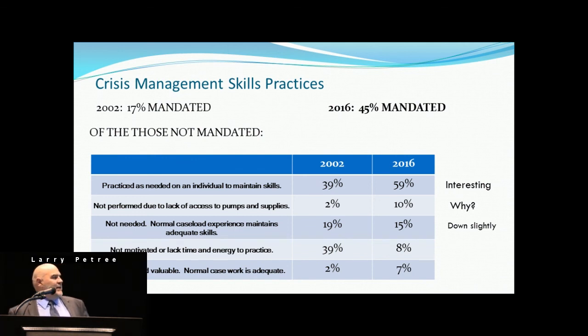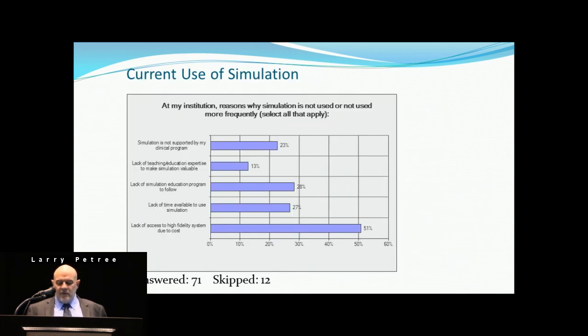In the not needed, caseload experience maintains adequate skills, that's down slightly, but it's about the same, which is interesting. Not motivated or lack time or energy to practice: very encouraging that that's only down to 8%. So I think we're taking bigger responsibility that these skills are things we need to keep sharp. And then in the not considered valuable, normal casework is adequate, it's up slightly, but I wouldn't say the change from 2 to 7% is significant. So some interesting trends coming out of the information here.